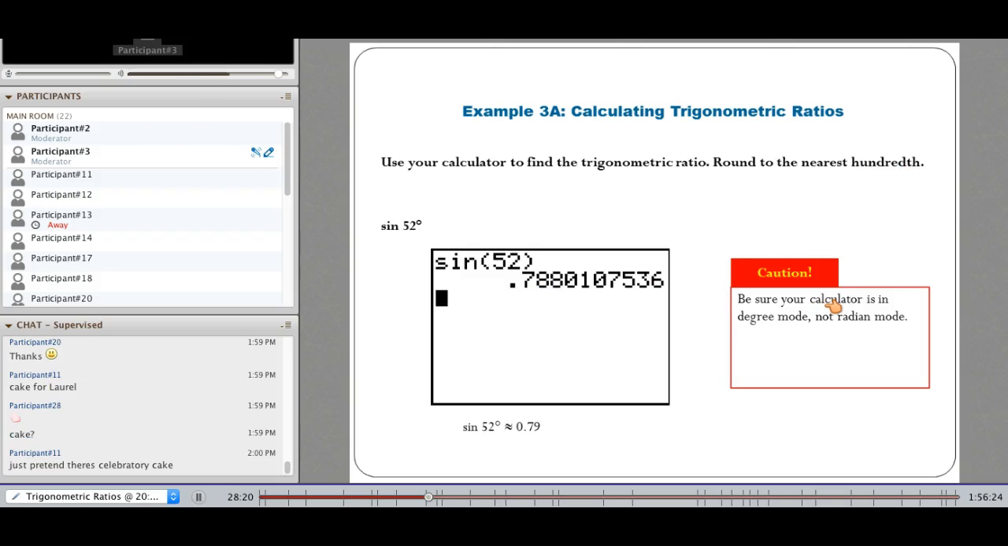But one thing is, if you have one of those big graphing calculators, you want to make sure your calculator is in the degree mode and not the radian mode. So you want to go to the mode button and make sure it's in degree and not radian.